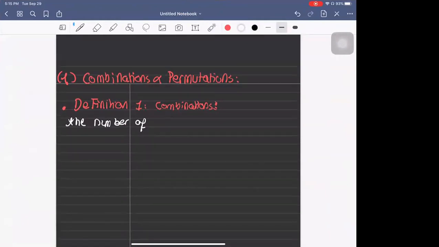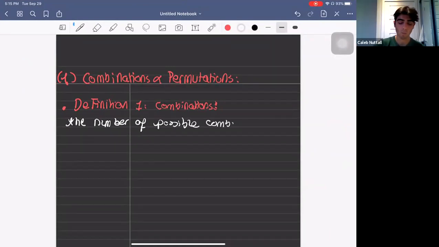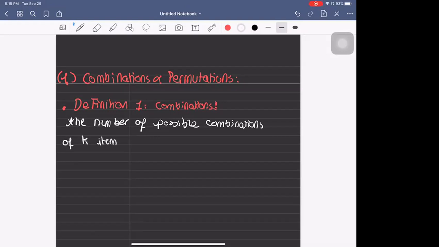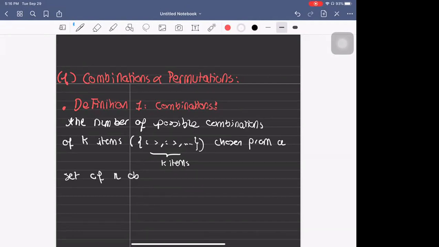All right, so the number of possible combinations of k different items that are chosen from a set of n items. So you're essentially taking k items from a set of n items, which implies that k has to be smaller or equal to n. You can't choose 6 items out of a set of 5. So k is smaller or equal to n.